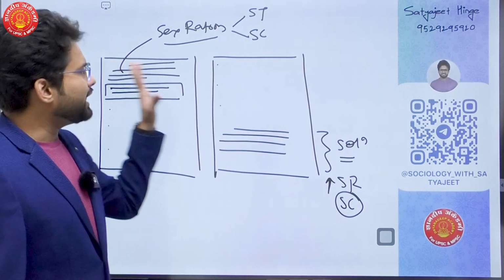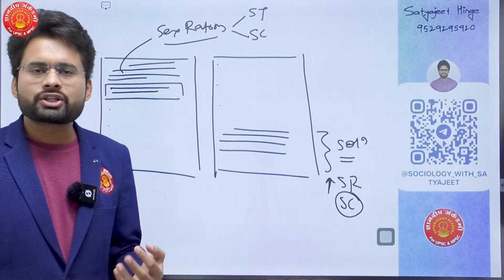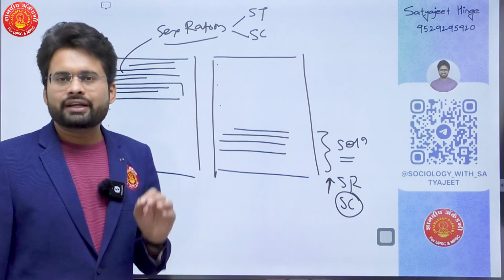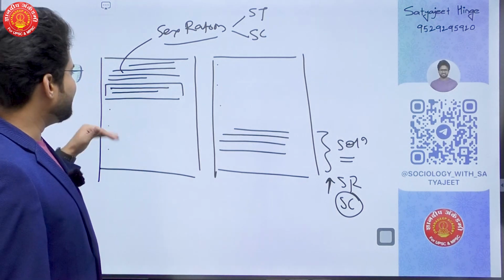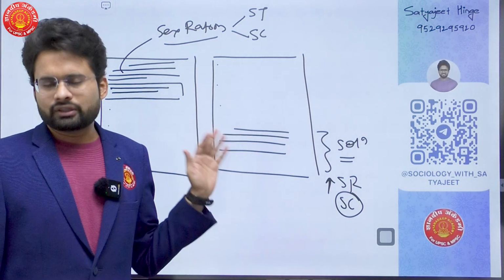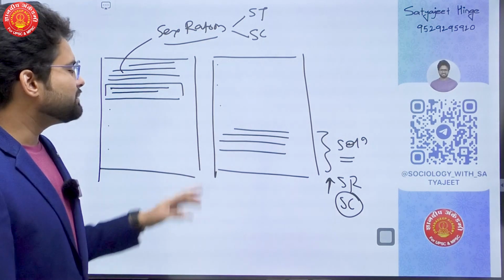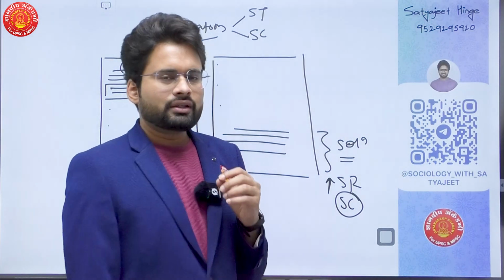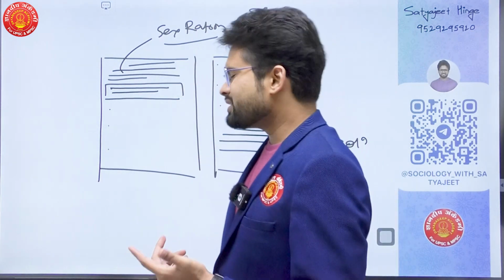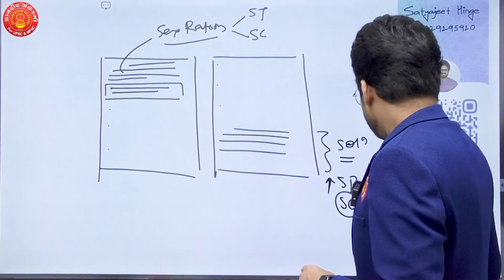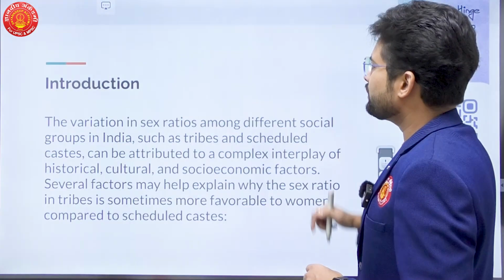So the introduction can be facts or any other diplomatic introduction. If you don't know the facts, data and figures, then after that you just argue why the fact is that the sex ratio among tribes is higher, and lastly provide solutions for increasing the sex ratio in scheduled castes. Let's discuss the content. By the way, the content can be like an introduction.